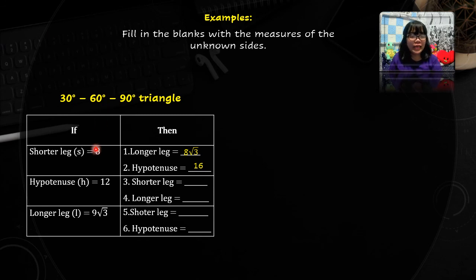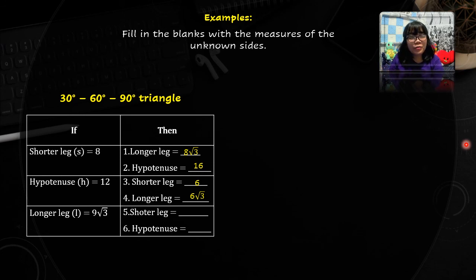Next, given the hypotenuse. Hypotenuse is equal to 12. So given the hypotenuse, we need to divide this 12 by 2 to get the shorter leg. So 12 divided by 2 is equal to 6. So shorter leg then is equal to 6. And then given the shorter leg, we need to get the longer leg. So shorter leg again times square root of 3 will be equal to the longer leg. So 6 times square root of 3, longer leg now is equal to 6 square root of 3.